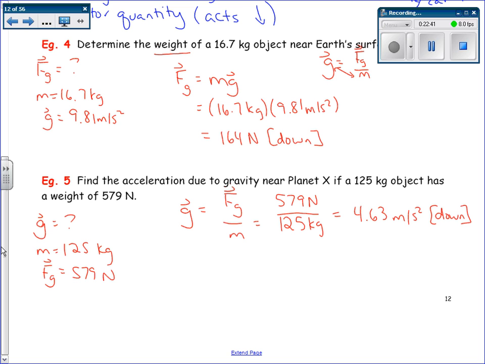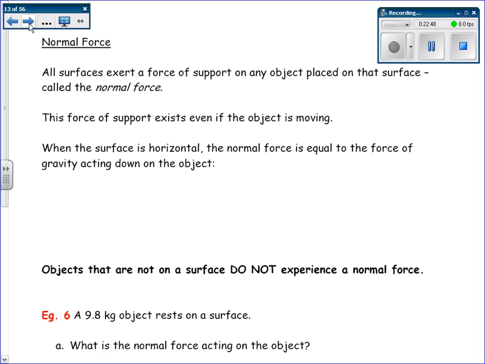Okay, and I'm going to move the page ahead, but you can pause it as much as you need to catch up. So just talking about the normal force again, which we discussed a little bit on Wednesday. The normal force, remember, is a force of support. It exists even if the object is moving, but it only exists on objects that are sitting on a surface. So an object has to be on a surface in order for it to experience a normal force. So it must be on a surface.